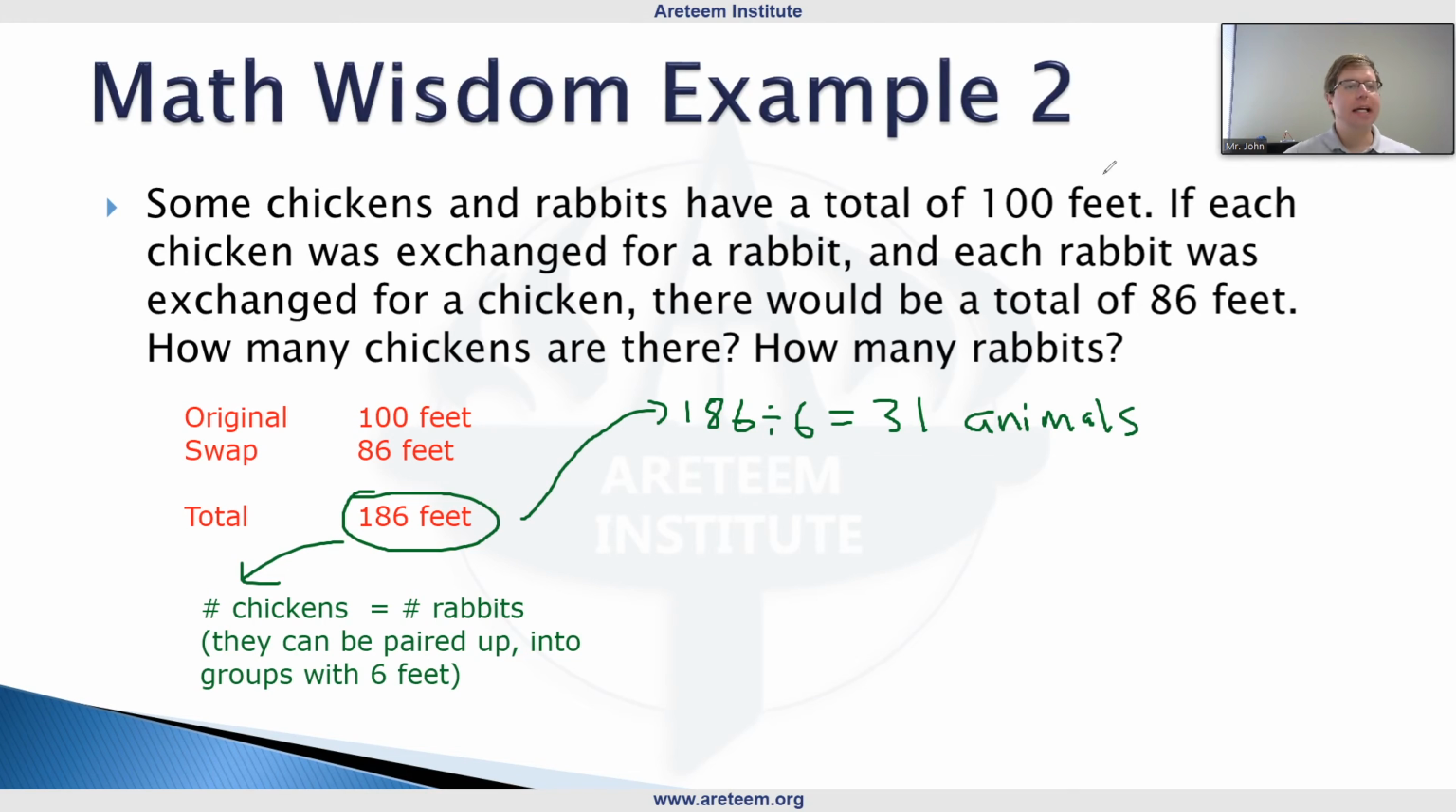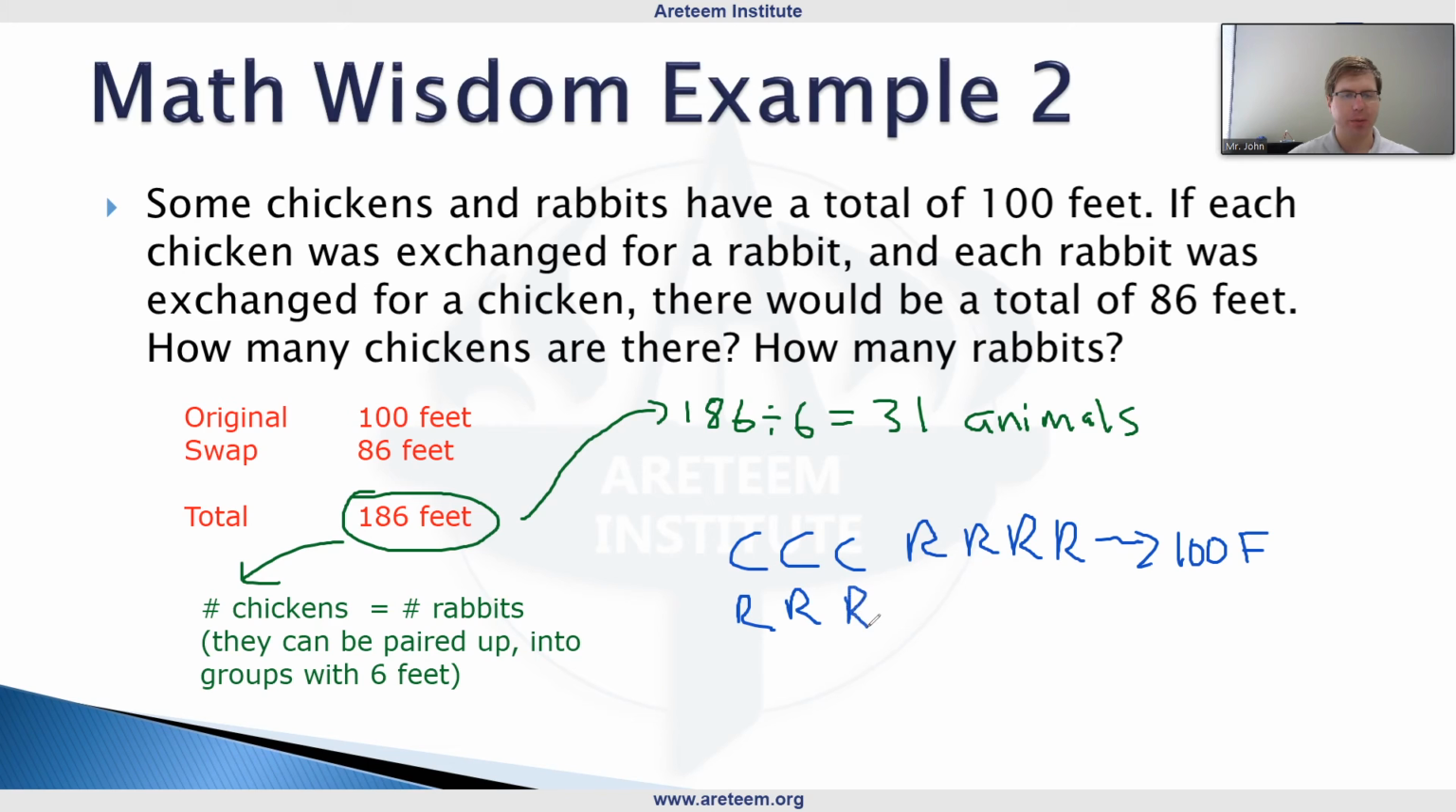So the idea here is, and I'm going to erase this in a second, we started with some chickens and some rabbits, and we don't know how many of each, but this gave us 100F. And then what did we do after the swap? We had all rabbits. Every chicken became a rabbit, every rabbit became a chicken. Now if we look vertically, what can you tell me about one chicken and one rabbit? This has 6 feet. One chicken and one rabbit, 6 feet.